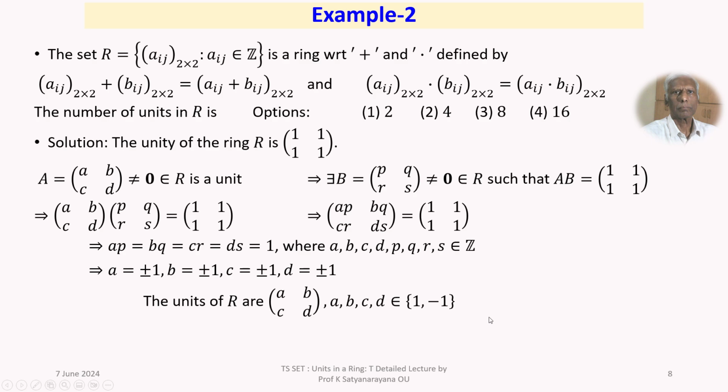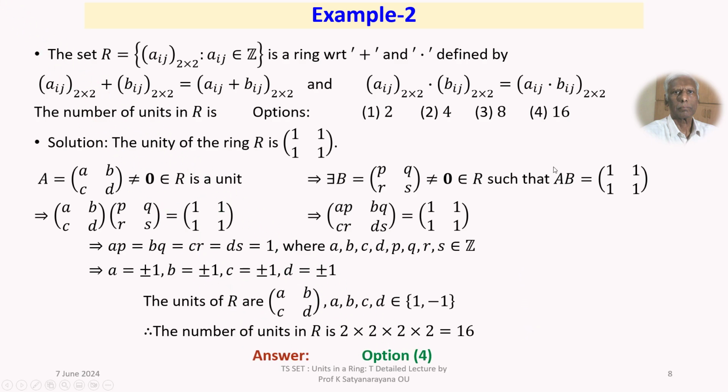How many units are there? Use the product rule of counting here. A takes values 1, minus 1, 2 choices, B 2 choices, C 2 choices, D 2 choices. Therefore, the number of units are the number of matrices, and that will be 2 into 2 into 2 into 2, that is equal to 16. So, the answer to this question is option 4. So, that is the detailed discussion of this example. This example is definitely a good example.